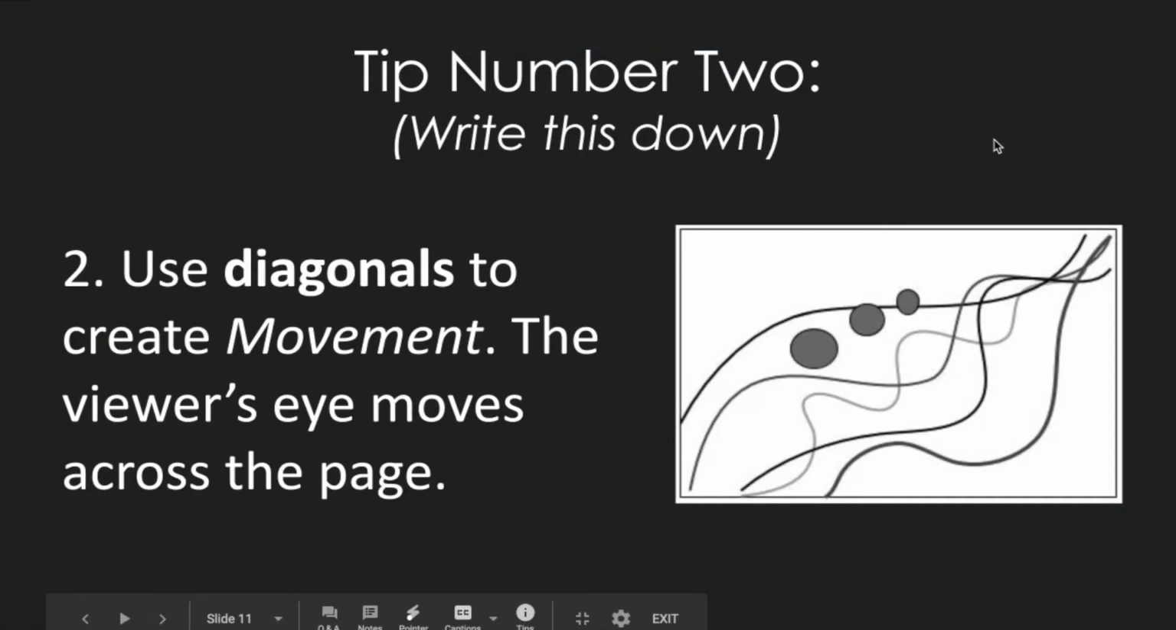Okay, so now we're on to tip number 2. So you're going to write this down in your box right underneath tip number 1. Tip 2 is use diagonals to create movement, so the viewer's eye moves across the page. So this is where we start to talk about another principle of art: movement.